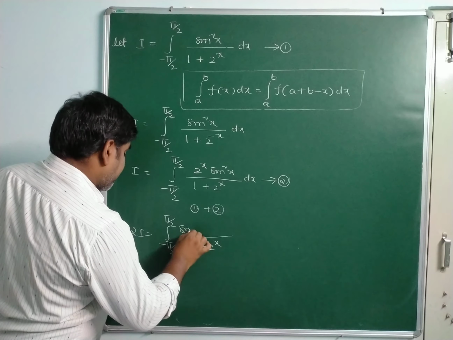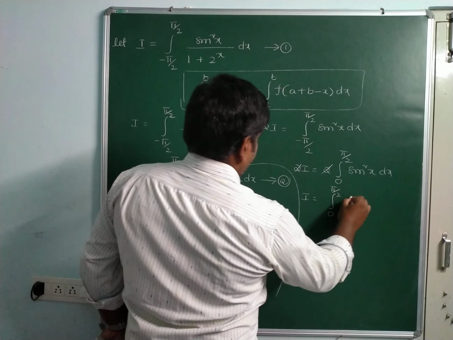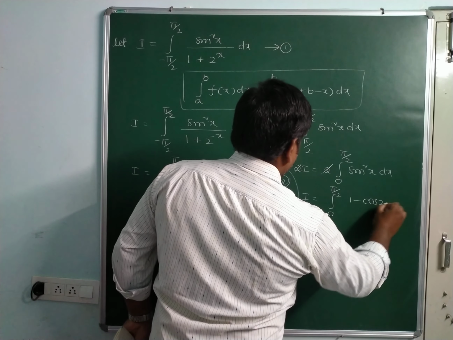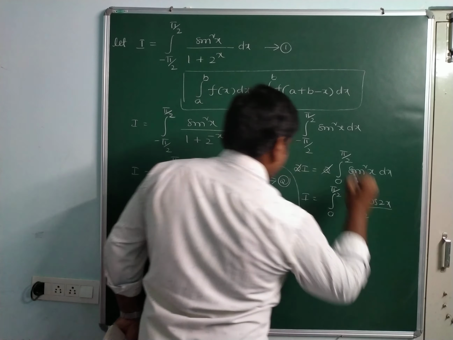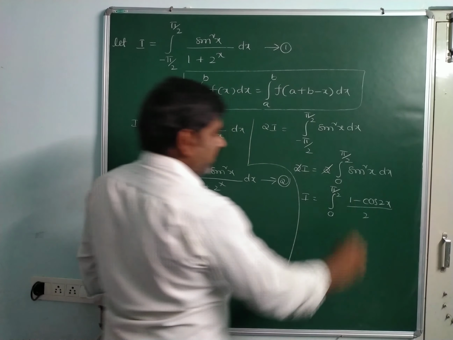Yes, we have. Of course, here the 2 gets cancelled. So I is equal to integral 0 to pi by 2 of sine square x, whose formula is 1 minus cos 2x by 2. The formula of sine square x is 1 minus cos 2x by 2, right? So I is equal to, here 1 by 2 is a constant, you can write it outside of the integration. What is the integration for 1? x. Here the limits are 0 to pi by 2.